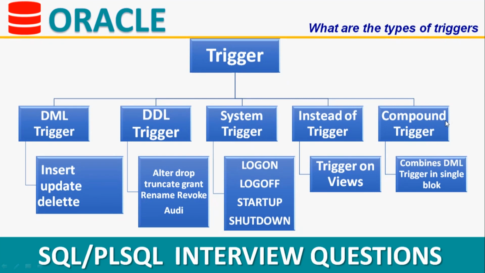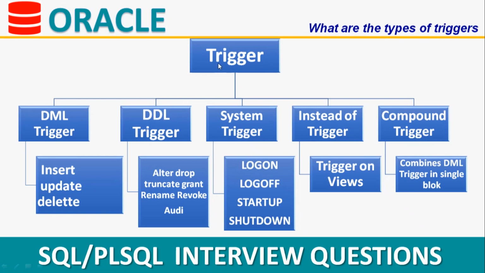Compound trigger: in a compound trigger, we can put all the triggers together. Usually, if you want to maintain one trigger, for every event we maintain a different type of trigger. In DML we have insert, update, delete. To track insertions, we create a DML insert trigger; to track deletes, a separate DML delete trigger; and a DML update trigger. So we create three different types of triggers. If you want to create all the triggers together, we use the compound trigger. If you want to track one by one, we create each and every trigger separately. So these are the types of triggers we have.